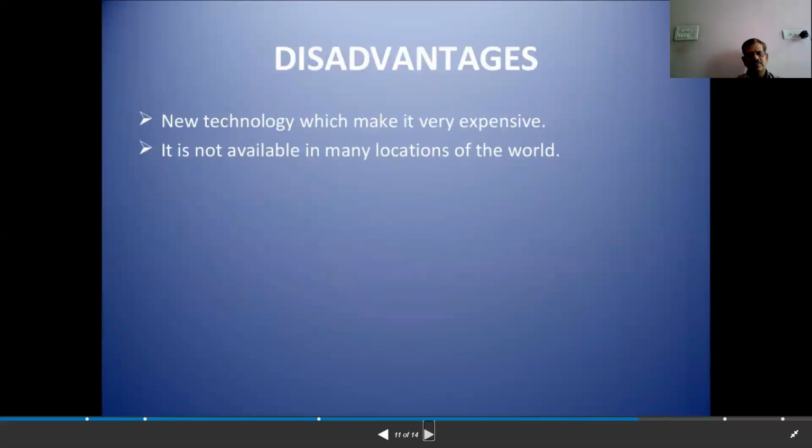There are some disadvantages also of 4G technology. It is a new technology which makes it very expensive, and it is not available in many locations of the world. So that is the disadvantage of 4G technology.